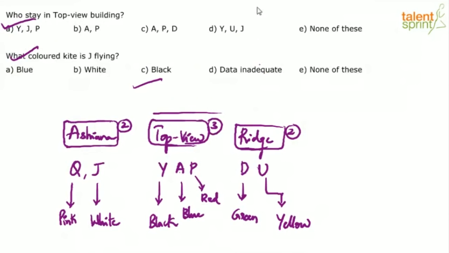Look at the next 2 questions. There are 2 more questions here. So what are the other 2 questions? Who stays in Top View? 3 persons. A, U, P. Option E. None of these. Right? Then what colored kite is J flying?